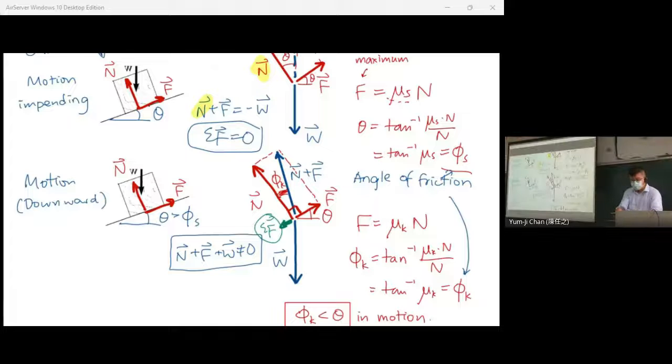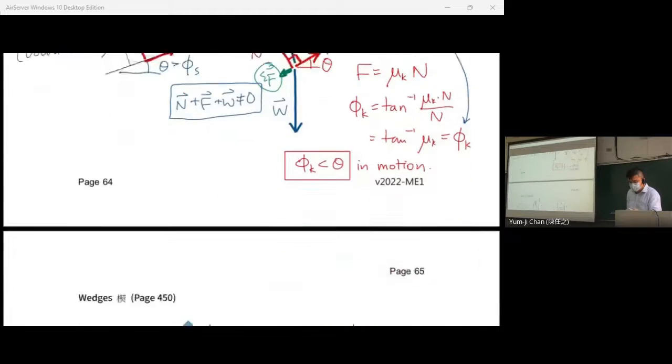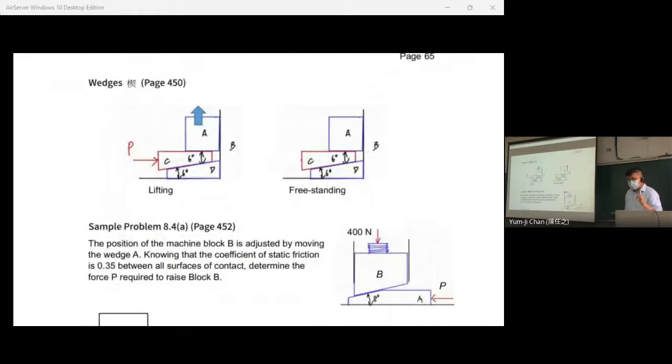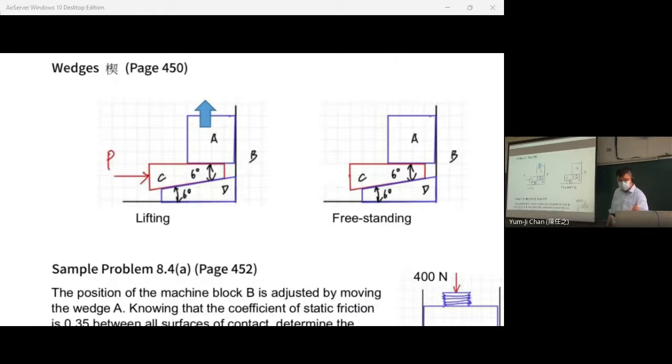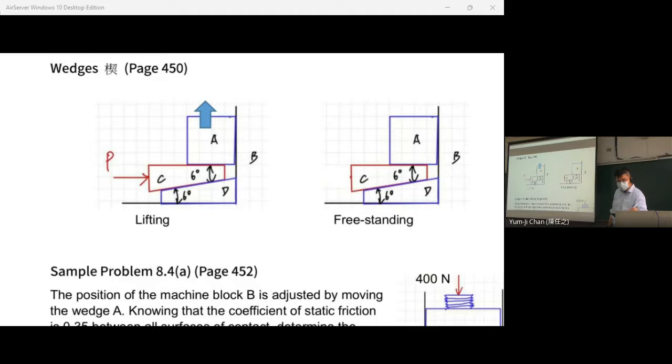Now we come to the next topic. It is called wedges. Usually this is called a wedge. By the way, wedge has a wedge, and of course in English, and in your mathematics, you know that this is this angle alpha.